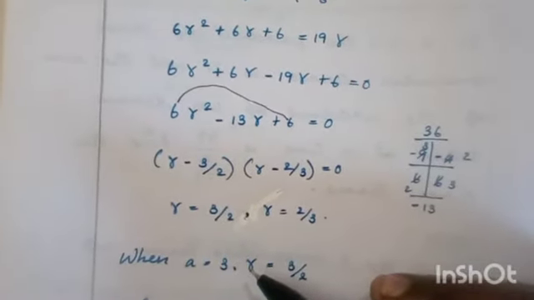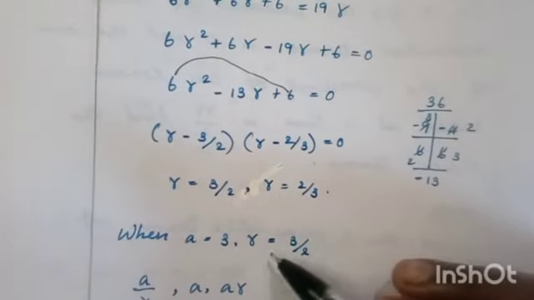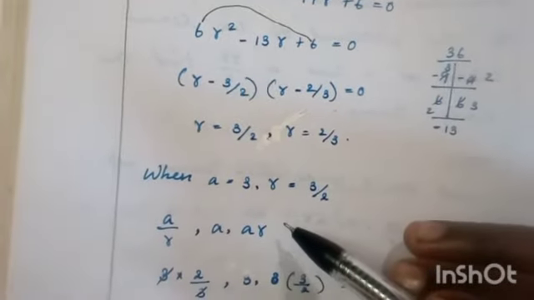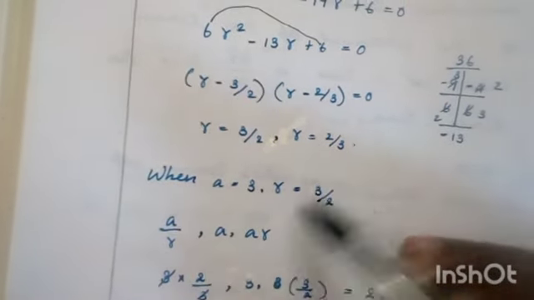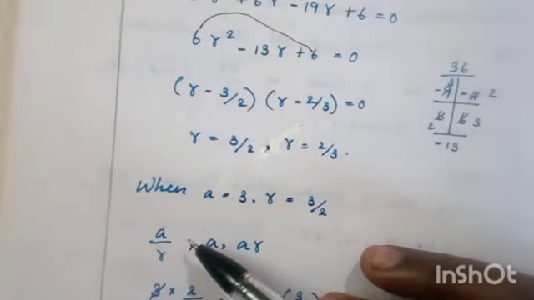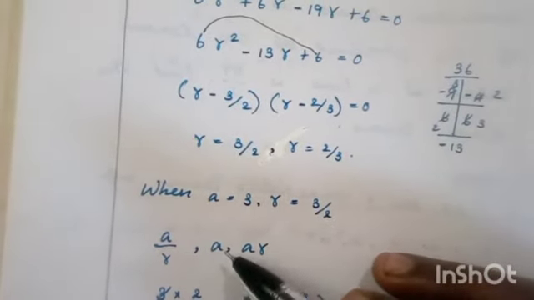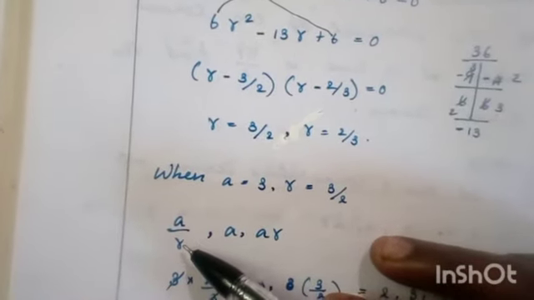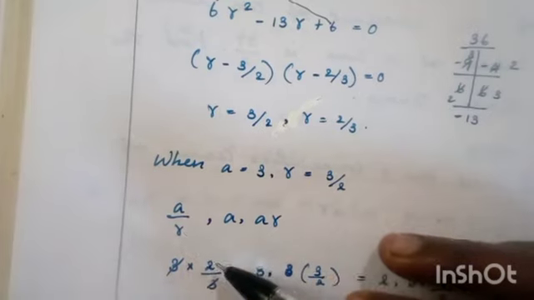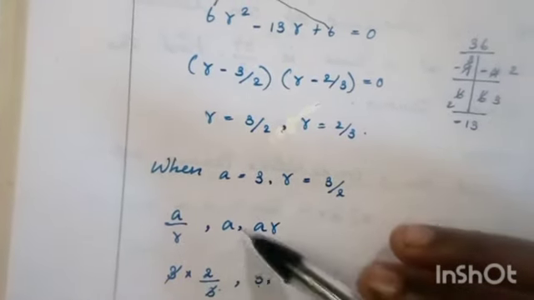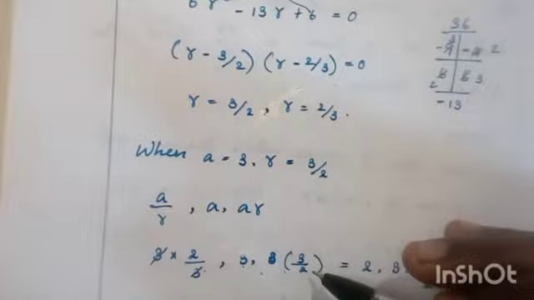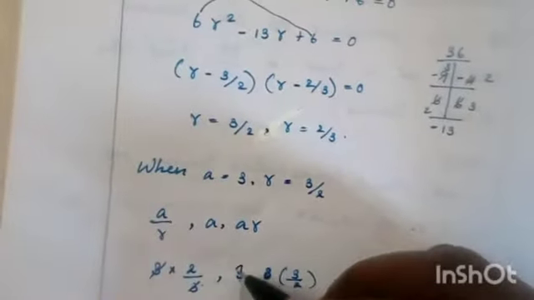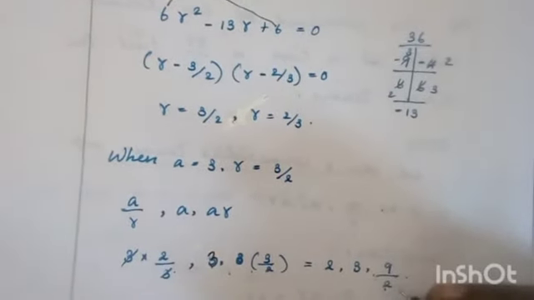When a equals 3 and r equals 3 by 2, the terms a by r, a, a r are found by substituting the values. The three terms we assumed in the beginning are consecutive terms: a by r, a, a r. So a is 3, r value is 3 by 2. With r in the denominator, take the reciprocal, 2 by 3, then 3 into 3 by 2. So 3 3 cancel, 2 3s are 3, 2 3s are 9 by 2.